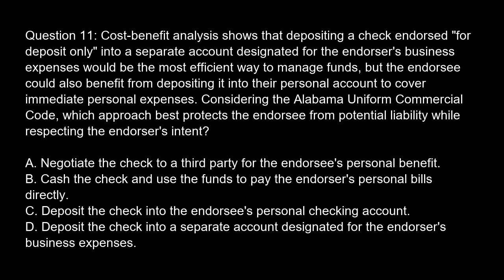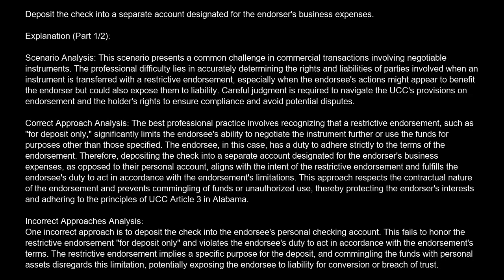Option A. Negotiate the check to a third party for the endorsee's personal benefit. Option B. Cash the check and use the funds to pay the endorser's personal bills directly. Option C. Deposit the check into the endorsee's personal checking account. Option D. Deposit the check into a separate account designated for the endorser's business expenses. The correct answer is D. Deposit the check into a separate account designated for the endorser's business expenses.